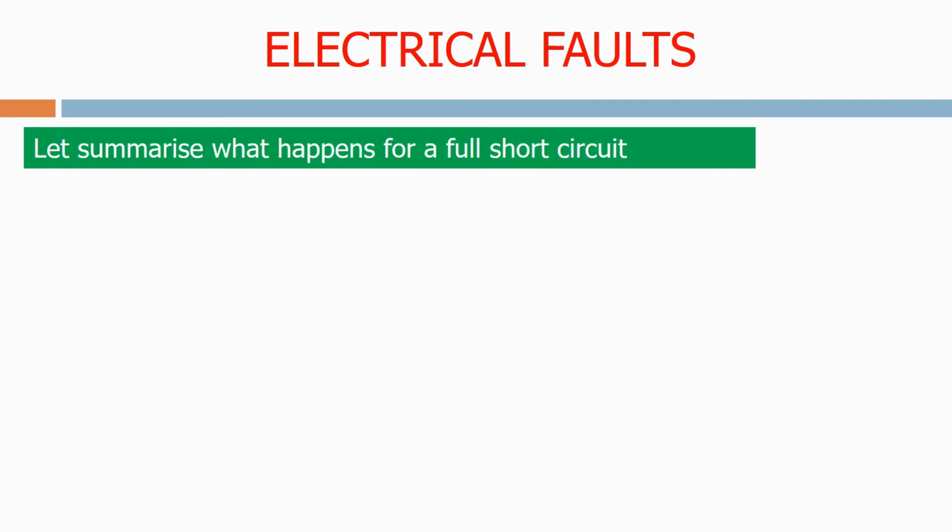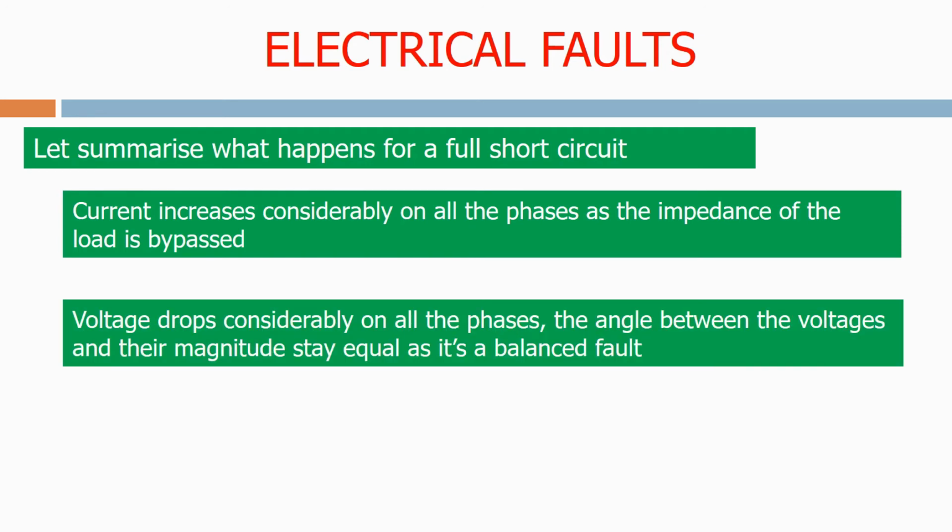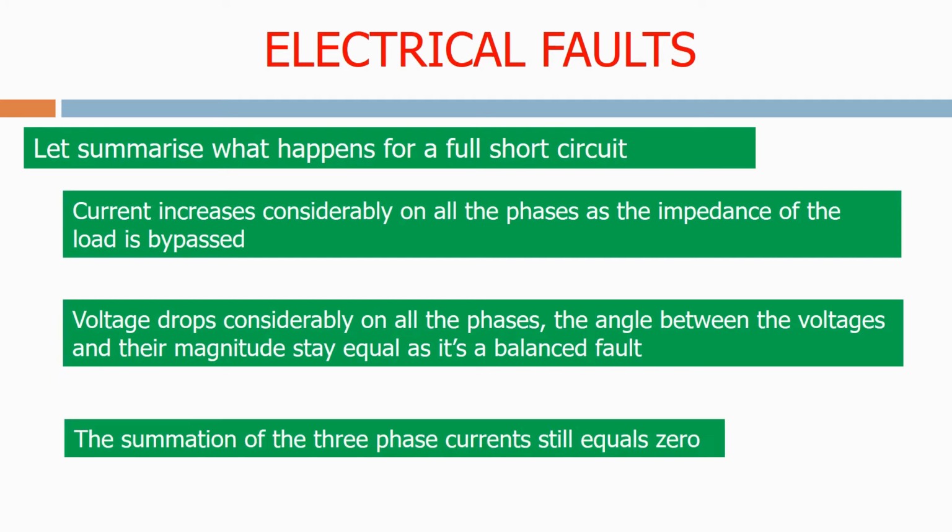Let's summarize what happens for a full short circuit. Current increases considerably on all of the phases, as the impedance of the load is bypassed. Voltage drops considerably on all the phases. The angle between the voltages and their magnitude stay equal, as it's a balanced fault. The summation of the three-phase currents still equals zero.